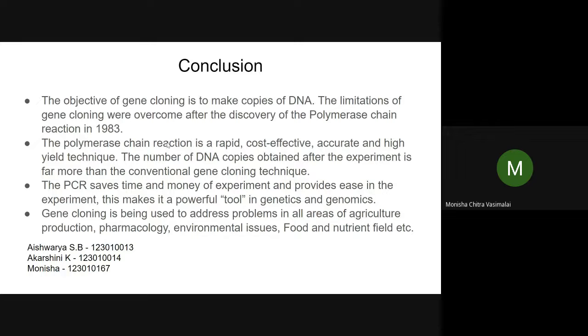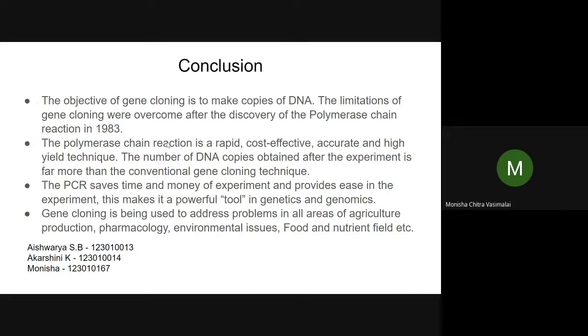So, gene cloning starts the new age of modern biotechnology. The objective of gene cloning is to make copies of DNA. The limitations of gene cloning were overcome after the discovery of the polymerase chain reaction in 1983. The polymerase chain reaction is a rapid, cost-effective, accurate, and high-yield technique.